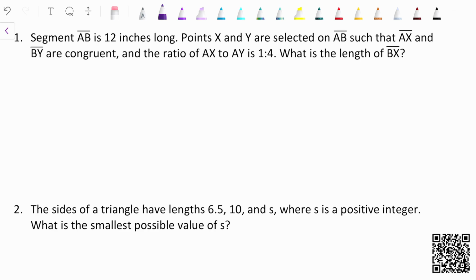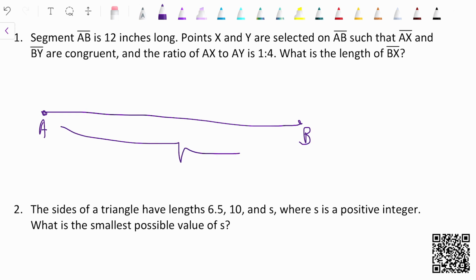So in case you guys don't know, congruent basically means that it is the same. So segment AX and BY are the same in length. And since segment AB is 12 inches long, we can start by drawing our awesome graph. So A and B, and it is 12 inches long.